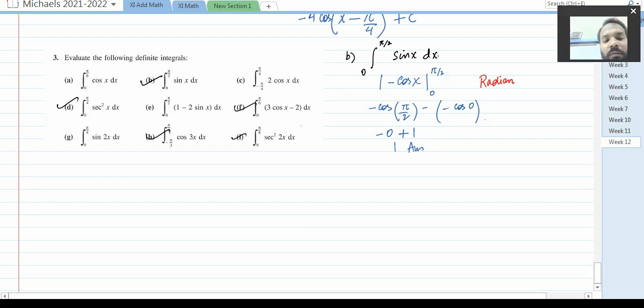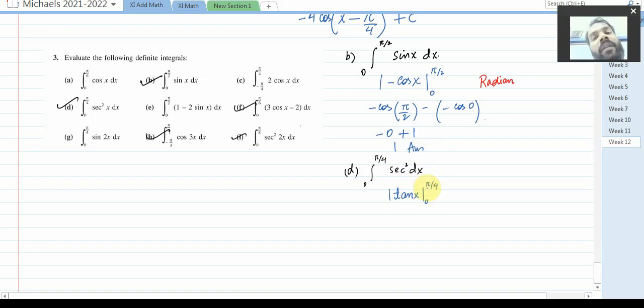Moving on to the next part, you just need to focus on the solution, no need to write it down, I will give you the time for that. So for part D, it says from 0 to pi over 4, sec squared x dx, right? The integral of sec squared x is tan x, right? And the limits we have are from 0 to pi over 4.